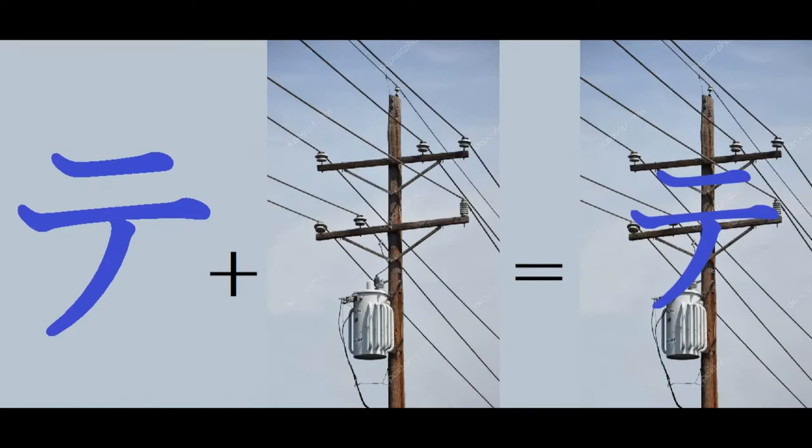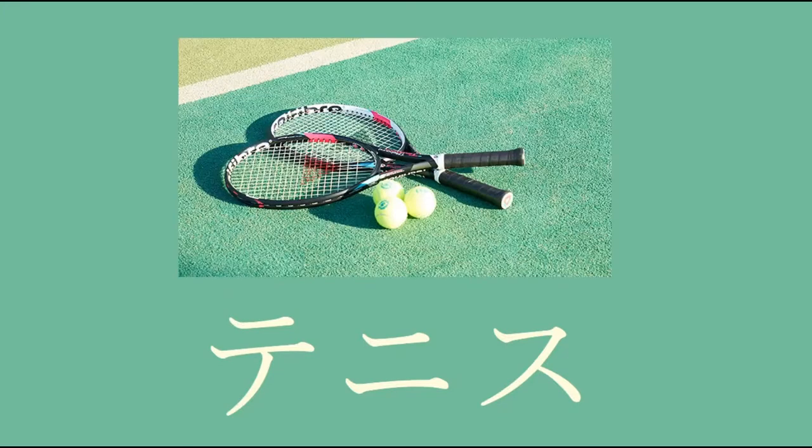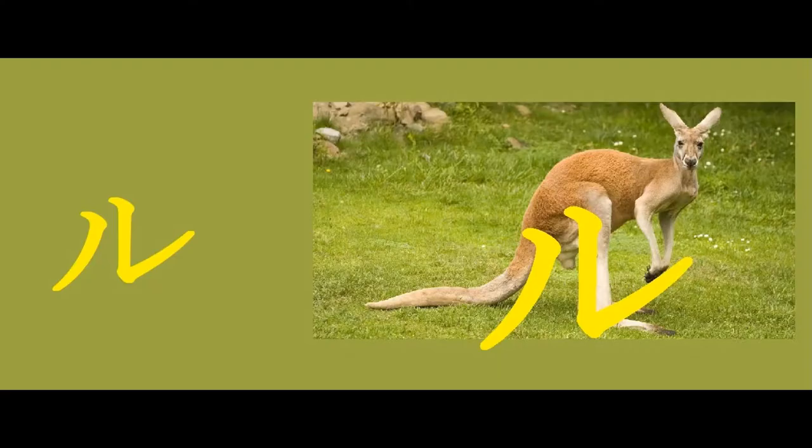Telephone poles look like the kana for te, as you can see here. So this is? テニス。The ru kana looks like the legs and tails of a kangaroo. To remember this one, make a strong association with the long feet of the kangaroo and the upstroke on the right of the ru kana.